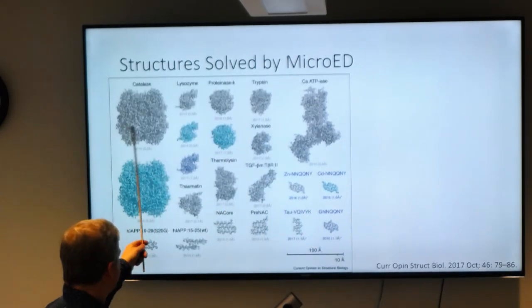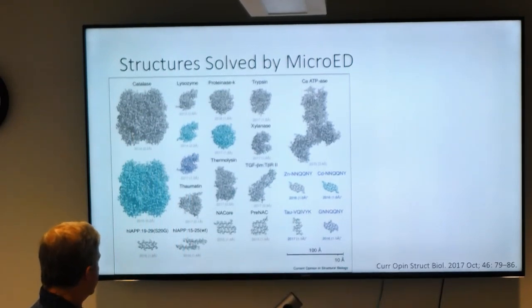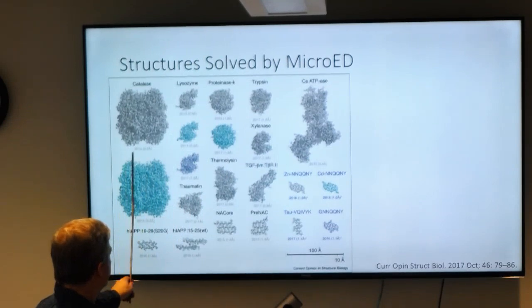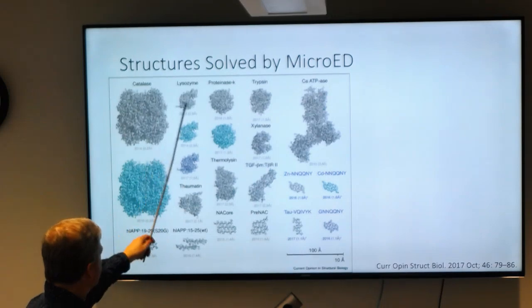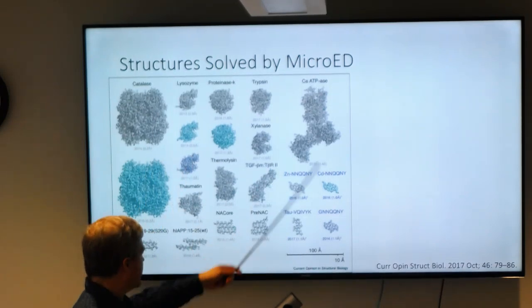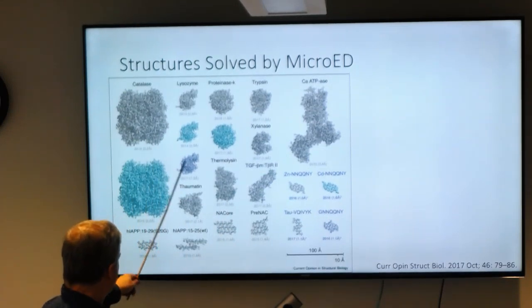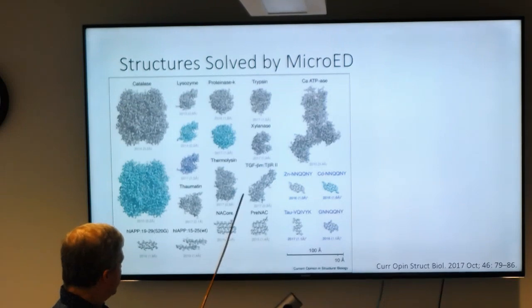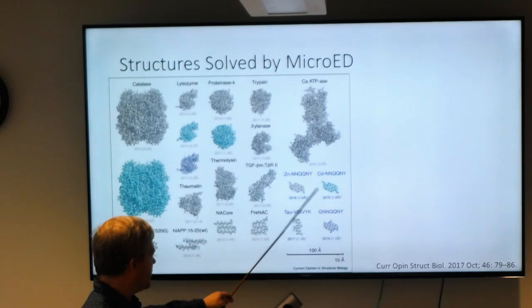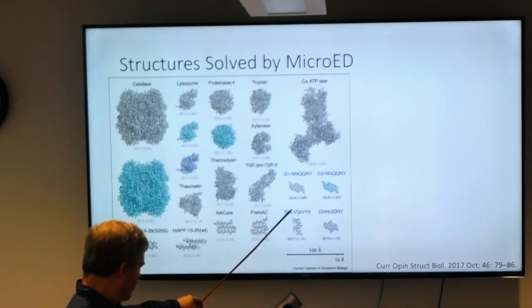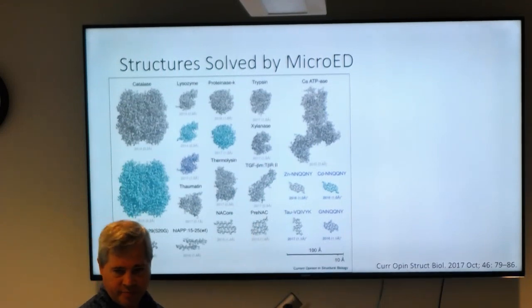These are some samples of structures which have been solved by this technique. First of all, it was applied to a lot of different proteins: catalase, lysozyme, proteinase K, calcium pump, and these all go to 2 to 3 angstrom resolution, some of them a little bit better than 2. Then it's also been applied to small molecules, and first to small peptides, which were solved to around 1 angstrom resolution, or even better now.